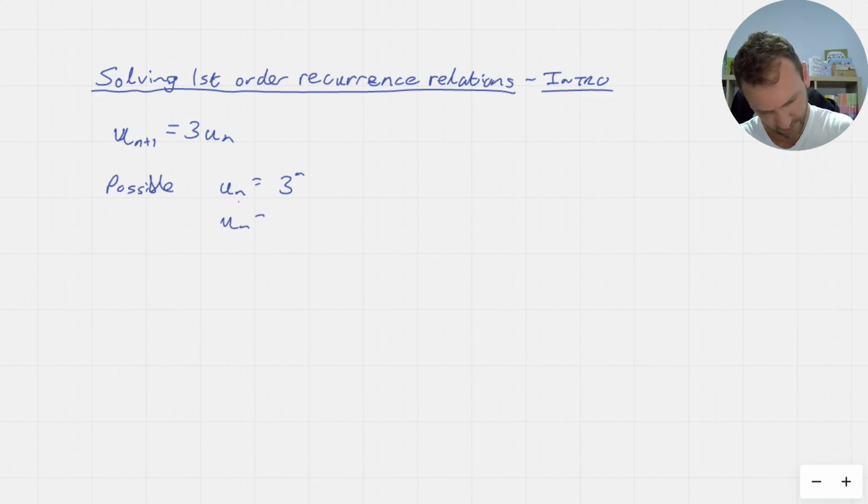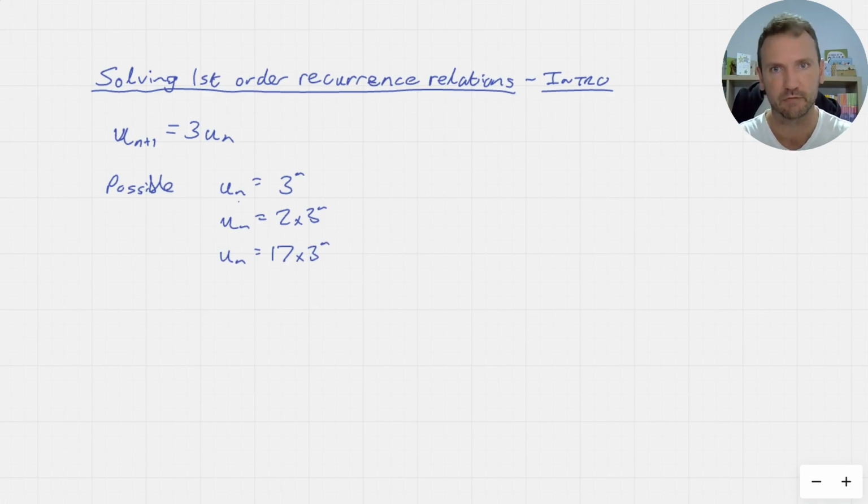We could have u_n is equal to 2 times 3 to the n. That sequence would go 6, 18, 54, and so on, and we're still multiplying by 3 each time. That number could be anything, really. We could go for kind of 17 times 3 to the n, or I could put a horrible number there. I could go on listing forever.